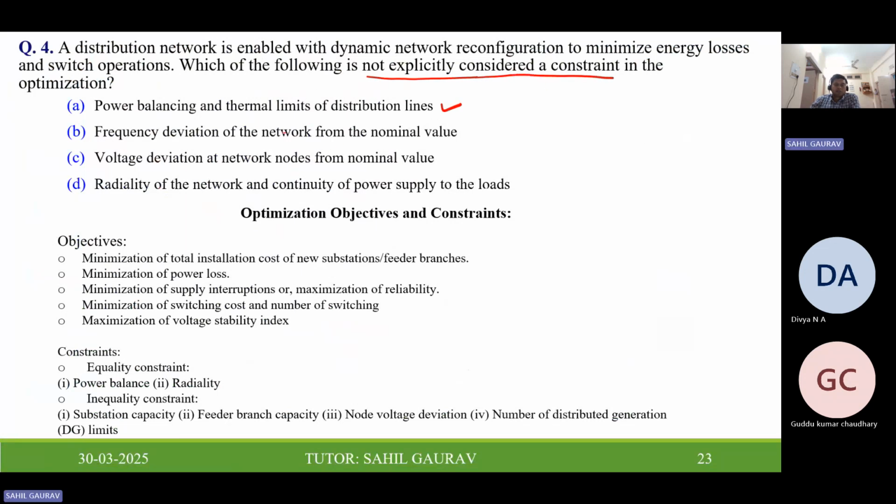The frequency deviation of the network from the nominal value cannot be a constraint; we are not taking frequency deviation. Frequency is a global variable in the network, while voltage is a local variable in the network. That's why we don't take frequency as a constraint in the optimization problem. So frequency is a global variable while voltage is a local variable. There we take voltage deviation as a constraint. So here you can see voltage deviation at network nodes from the nominal value. Yes, voltage deviation is an inequality constraint.